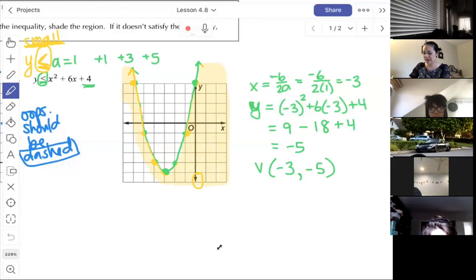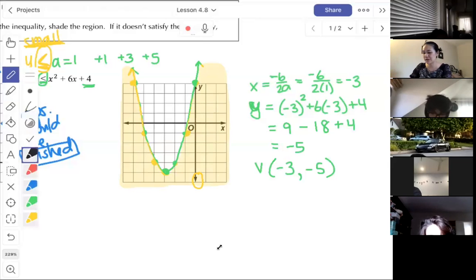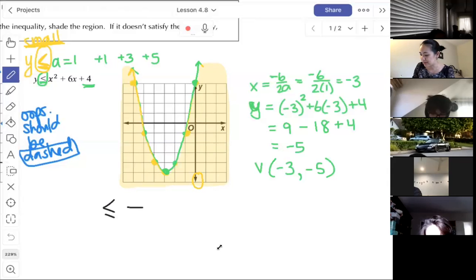Yeah. Okay. So just think, if it's less than, you want the bottom of the y-axis. If it's greater than, you want the top of the y-axis. Or an easier way, if you guys want to shortcut straight to the point, if it's less than, shade outside the parabola.